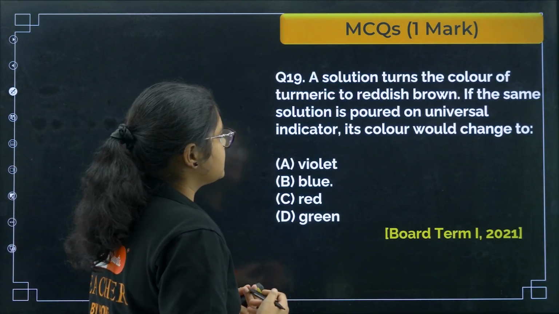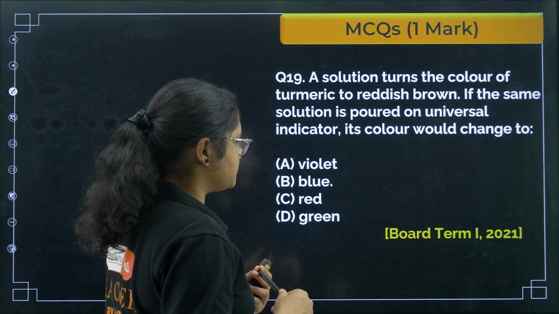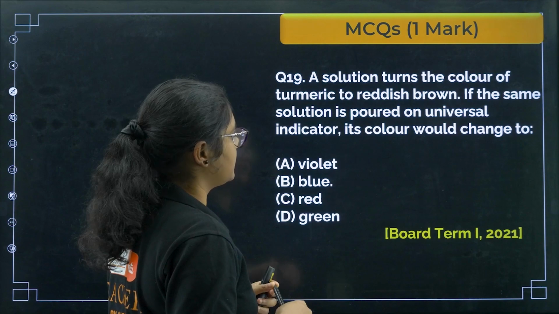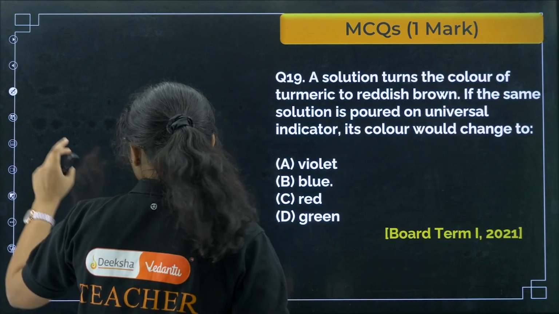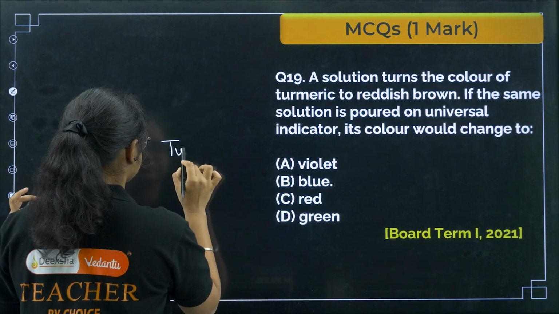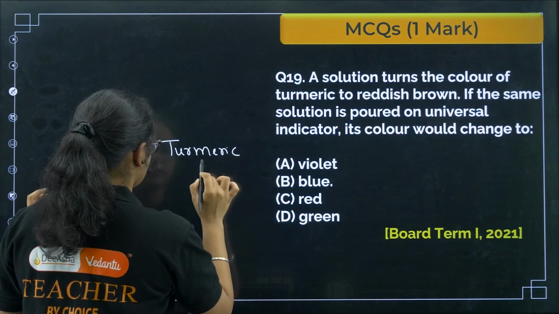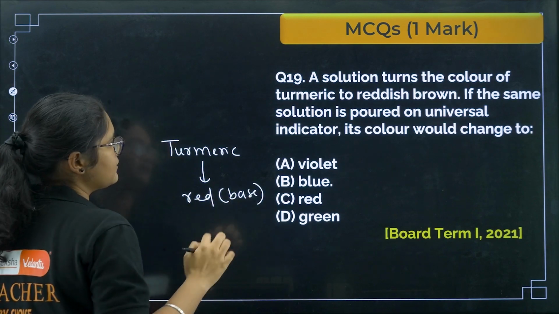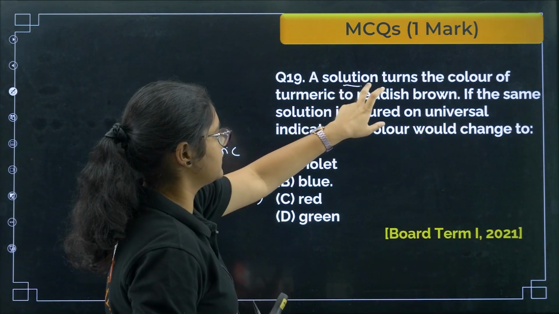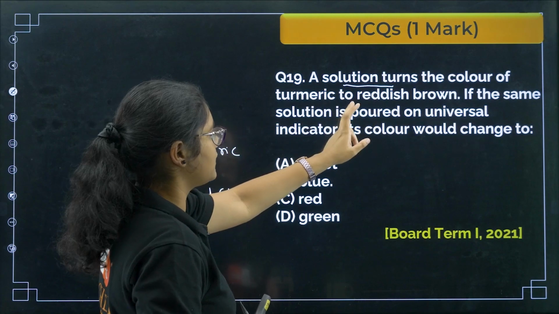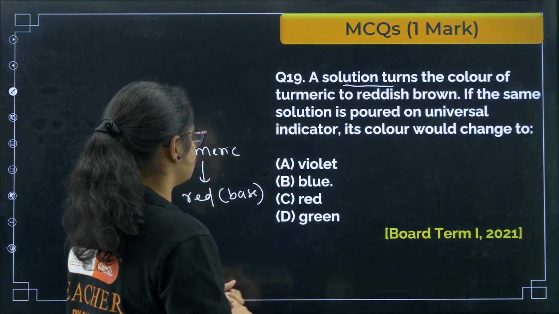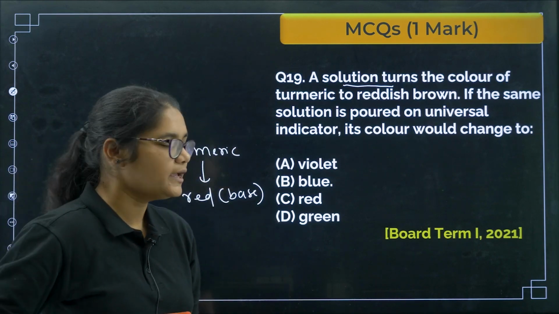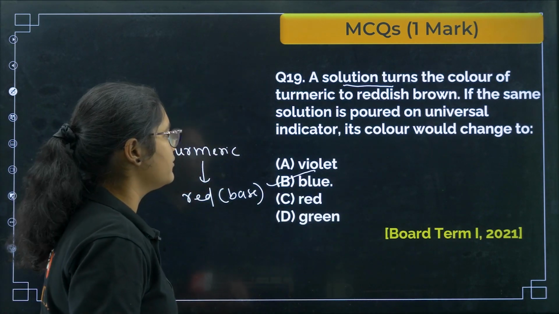Next, question number 19. A solution turns the color of turmeric to reddish brown. If the same solution is poured on universal indicator, its color would change to? Now if you remember, turmeric changes to red color in the basic medium, right? That means this solution turns the color of the turmeric to reddish brown, so this solution must be a basic one, and in the pH paper for base the color is blue. So the correct answer here will be option B.